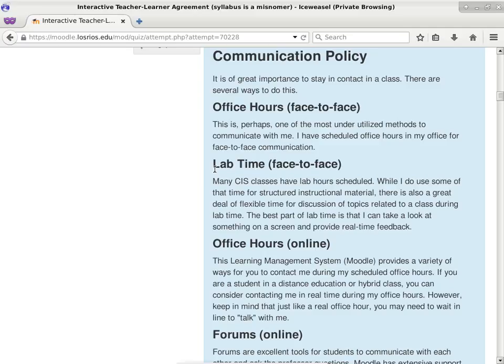Lab time. This is actually quite important for this class. The lab time is right after the lecture. It starts at 10:30 until about noontime. It's not in this classroom. It's going to be in room 128, which is a lab classroom. That would be a perfect time for you guys to work on your homework assignment or to practice something that I showed you during class.